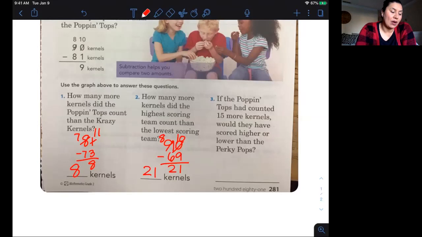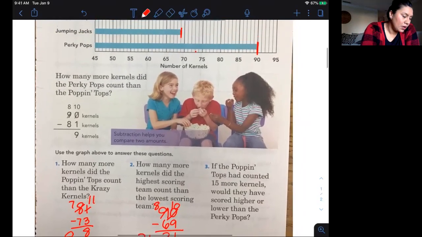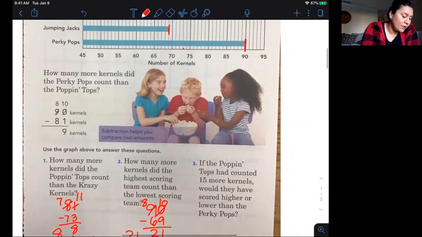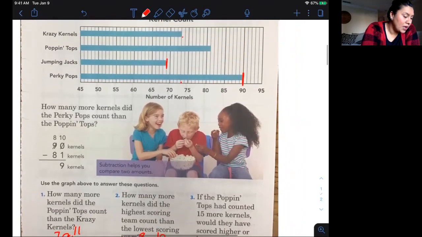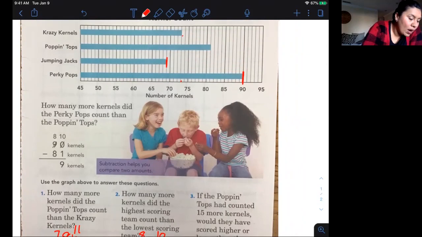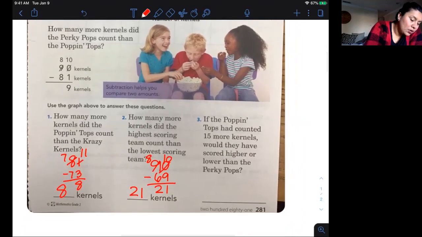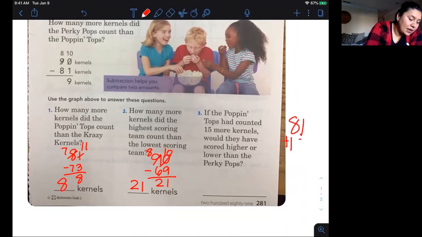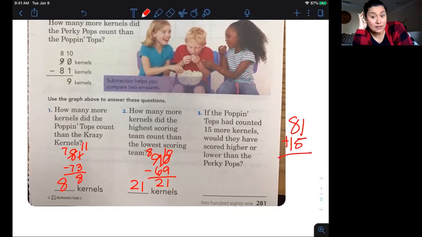If the Poppin' Tops had counted 15 more kernels, would they have scored higher or lower than the Perky Pops? If the Poppin' Tops had counted 15 more kernels, let's look at the Poppin' Tops. The Poppin' Tops are at 81. So 81. And we're going to add 15 because they're saying if they had 15 more, we're just imagining if they had 15 more, would they be higher?